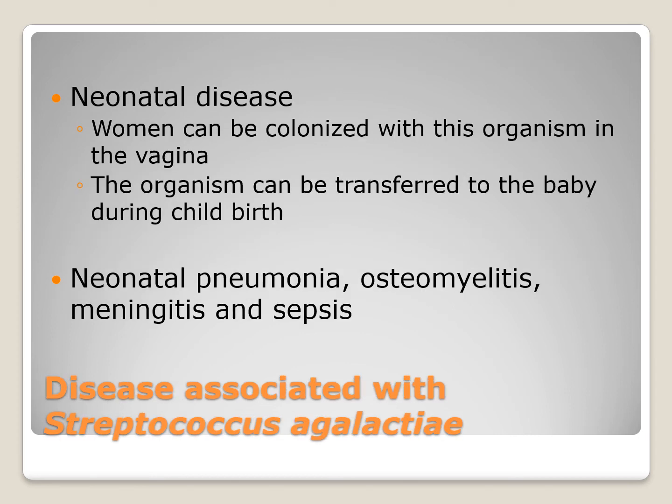The significance of Streptococcus agalactiae is that it can cause lots of problems for little babies. It can cause neonatal disease. Women can actually be colonized with this organism in the vagina, and then if the baby is born through natural childbirth through the birth canal, the baby can actually pick up that strep B, and they can develop neonatal pneumonia, osteomyelitis, meningitis, and sepsis. So it's not dangerous for mom to be colonized in the vagina with strep B.